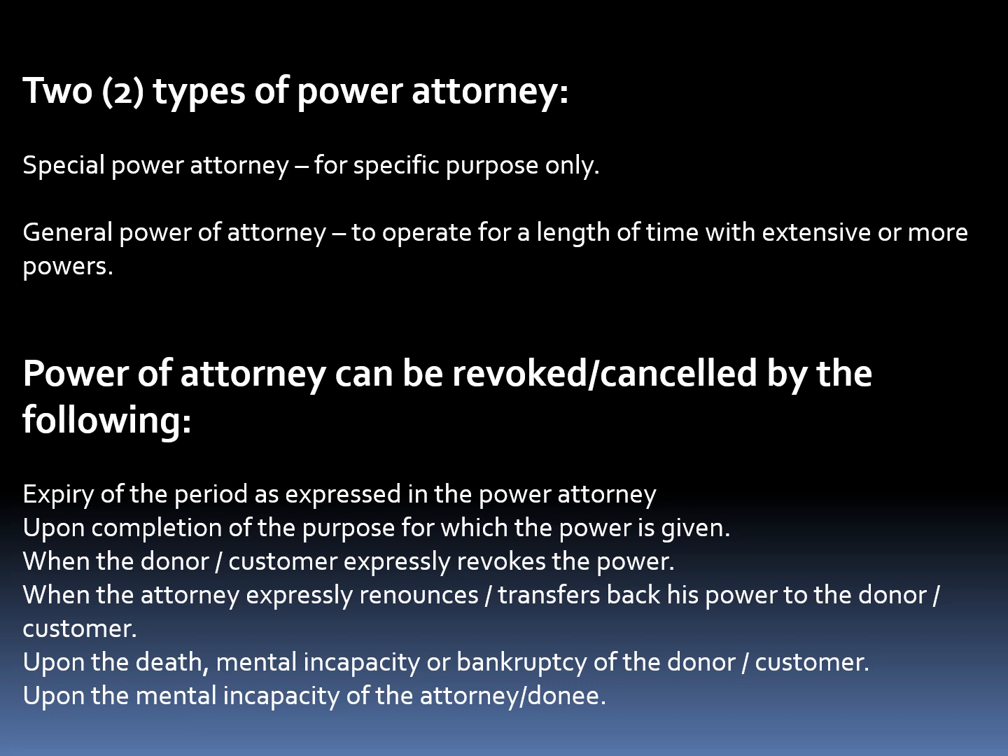Okay, and then next is upon the death, mental incapacity or bankruptcy of the donor or the customer. Okay, bila mana berlaku kematian ataupun ketidakwarasan mental dan juga muflis oleh donor tu. Okay, bila principal tu mati ke, tak waras ke, muflis ke, so power of attorney akan terbatal dengan sendirinya. Dan the last one is upon the mental incapacity of the attorney or donee. Bila attorney tu sendiri tak waras, maka power of attorney akan terbatal juga.